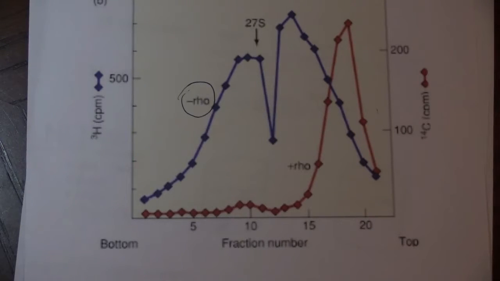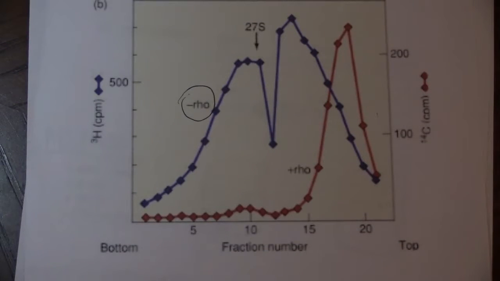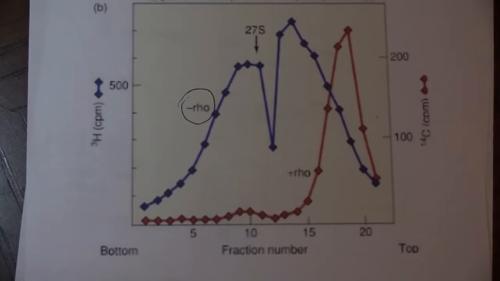Case closed on figure 6.44. Roberts illustrated that Rho shortens transcripts by causing termination. Another win for science.